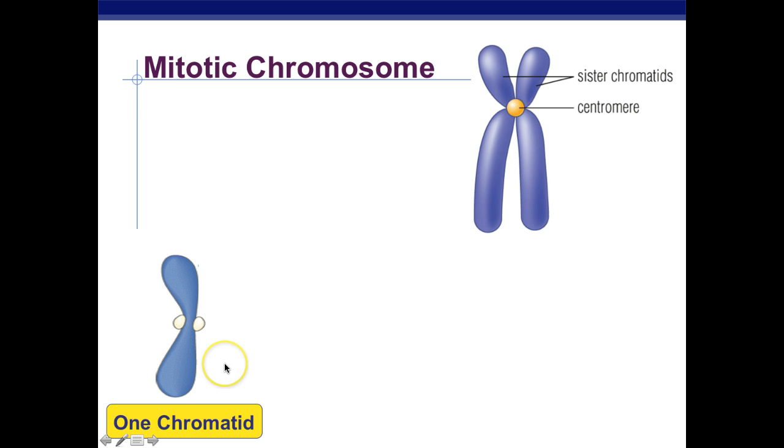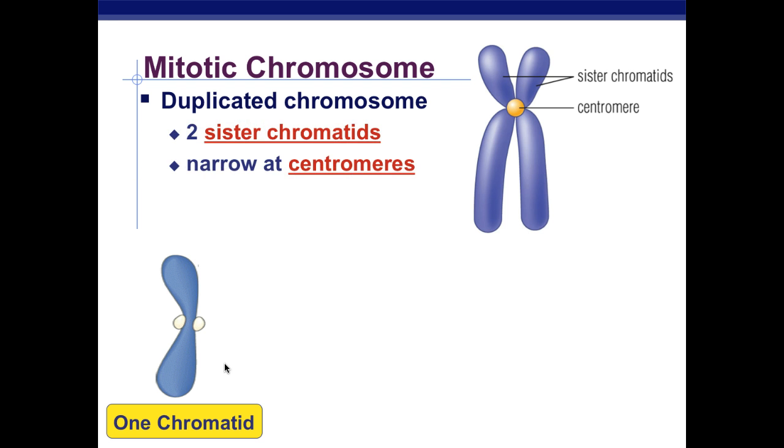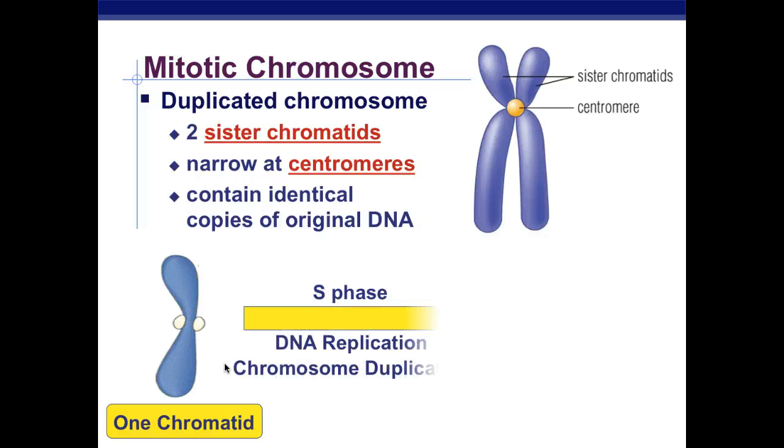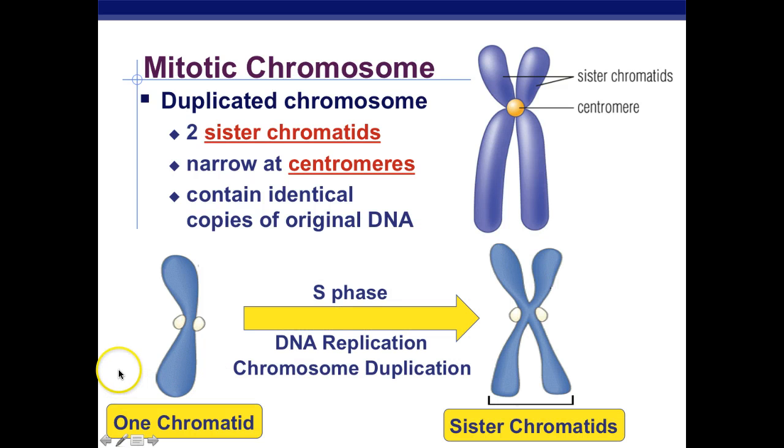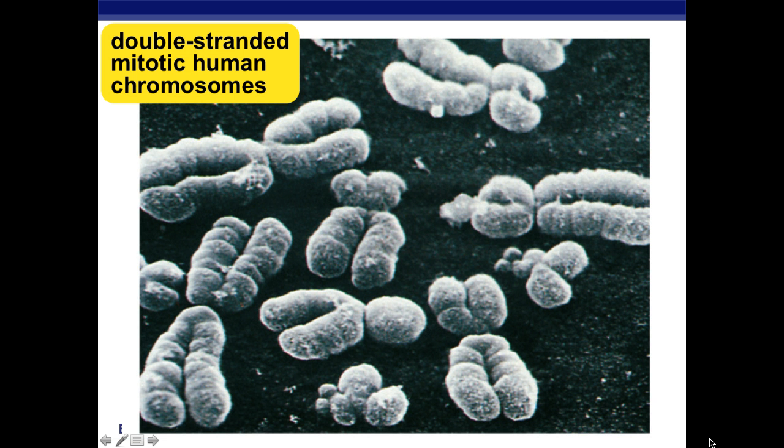So here we have one chromatid. So duplicated chromosome, you have 2 sister chromatids narrowed at the centromere, and they contain identical copies of the original DNA. So during S phase, this single chromatid will undergo DNA replication and chromosome duplication, and you'll end up with sister chromatids. So these are pairs of double-stranded mitotic human chromosomes, which we've looked at before.